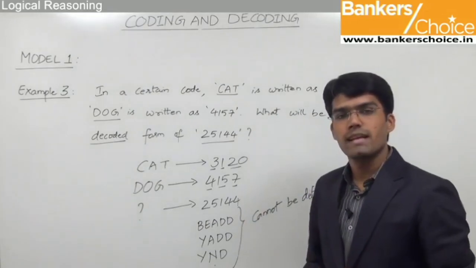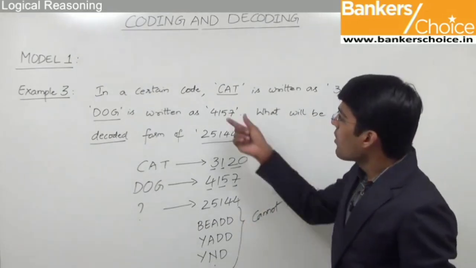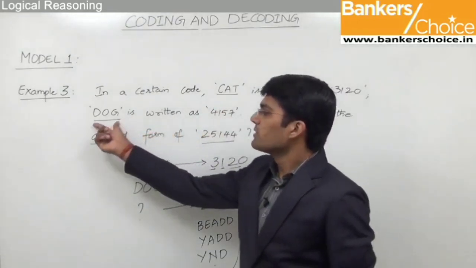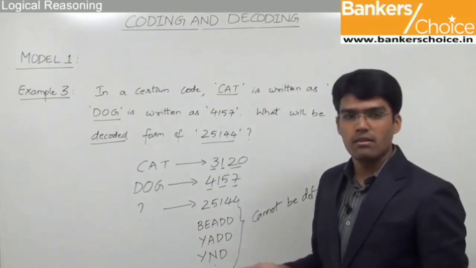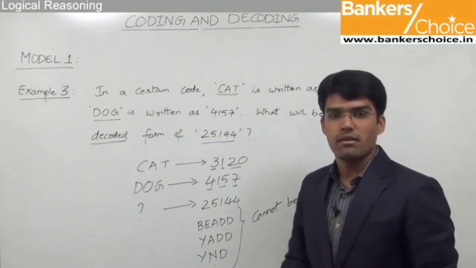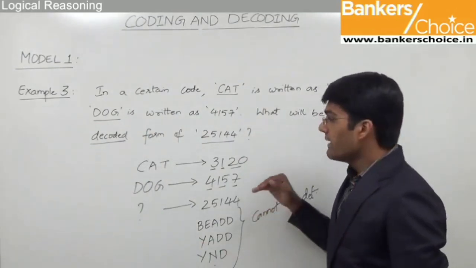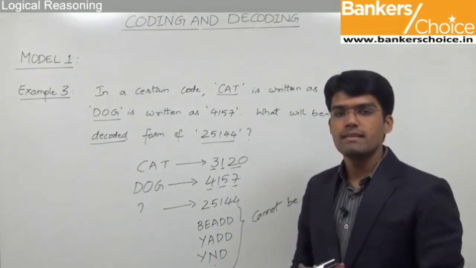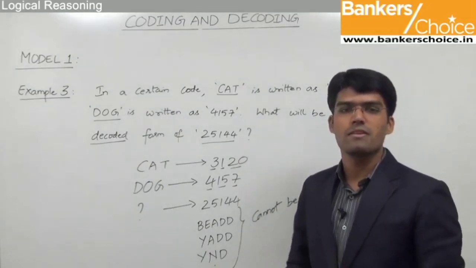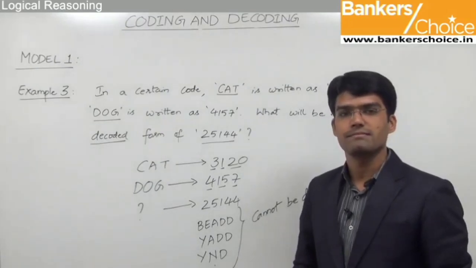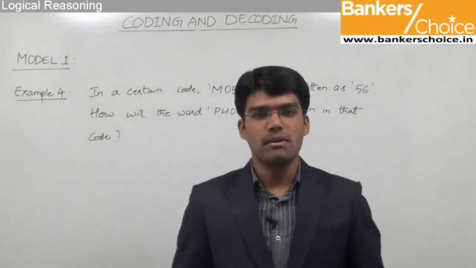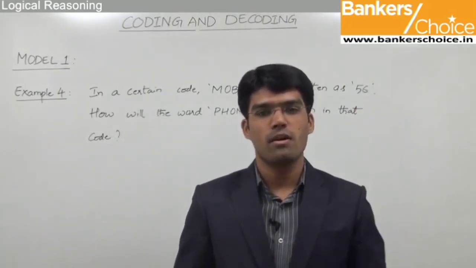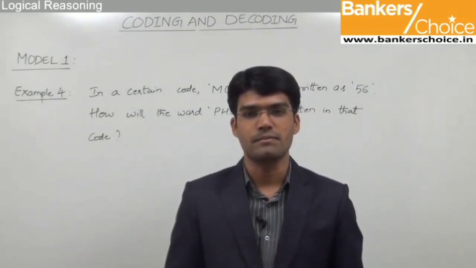So from this question we can understand that for codes which are based on the positions of the letters in the alphabetical order as well as reverse alphabetical order, the decoded form can never be determined. Hence the answer for these types of questions should always be cannot be determined. Let us now take one last example based on the various types of coded forms that we have discussed in the beginning of the session.